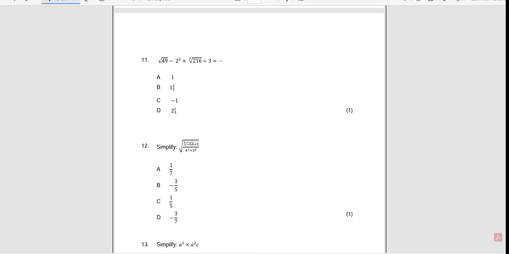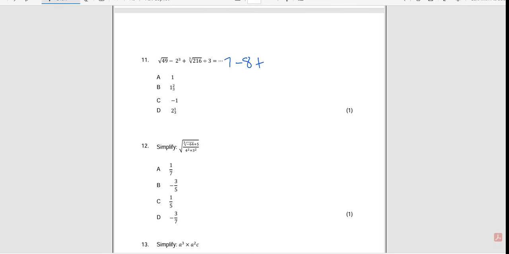Number 11, square root of 49 minus 2. So what's the answer for the square root of 49? It's 7. Minus 2 to the exponent of 3 is minus 8. Plus 3 root of 16. Where is my calculator?